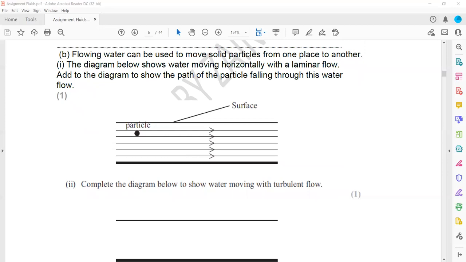Flowing water can be used to move a solid particle. The diagram shows water moving horizontally. Laminar flow is there. Add a line to the diagram to show the path of the particle. So what will be the path of the particle? Because the particle is falling and the water will push horizontally towards the right, it will follow a projectile motion, because it will have two components: the weight acting downward, and the horizontal force from the particles of the water, which cause the parabolic path or projectile motion.